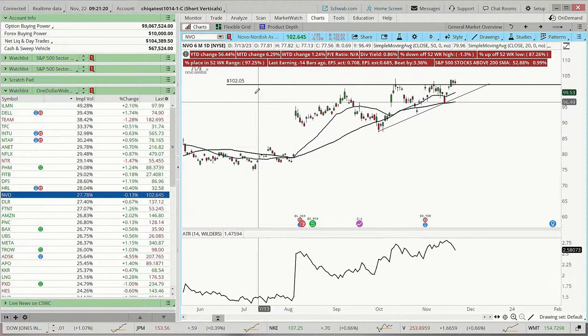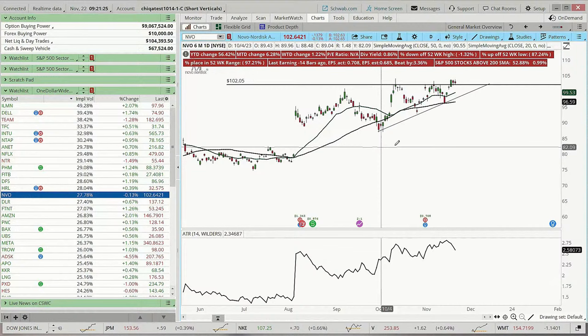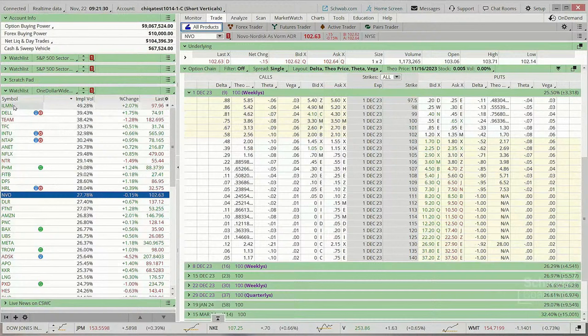There it is at 102.05. So let's see what we can do here with regards to a potential trade. I'm going to come up here to the trade right here. I'm going to open up a scratch pad for just a moment to highlight some of the key metrics we're usually looking at when we're doing these short verticals. We're basically playing the part of an investor that is looking at these metrics.